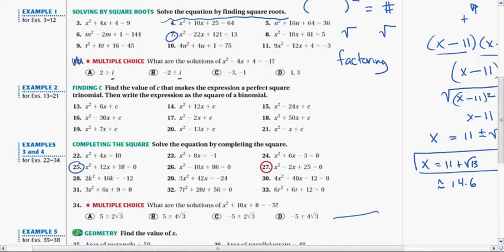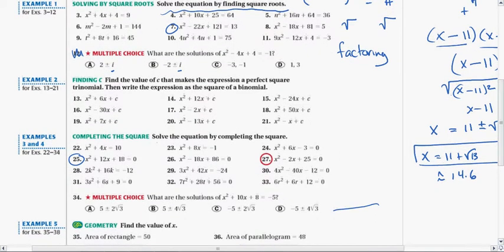Number 25 asks us to complete the square. So this time we're asked to solve the equation by completing the square. So a little bit different. I am going to use some factoring, but I have to create a situation where I can factor.